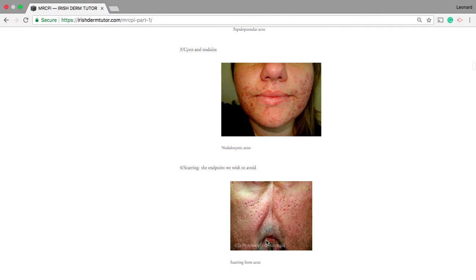And this poor lady has quite severe nodulocystic acne. The end result of acne, and the thing we want to prevent, is scarring, which can be very difficult to treat once it has occurred.